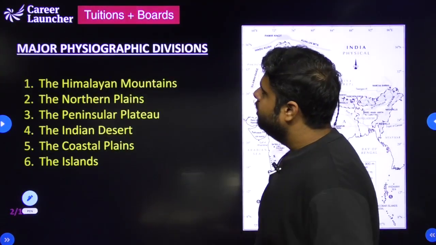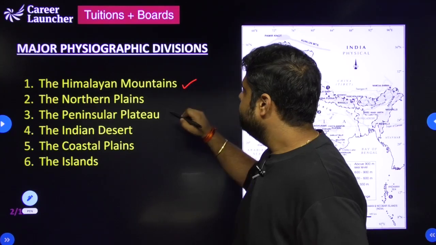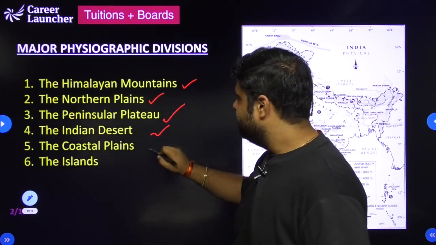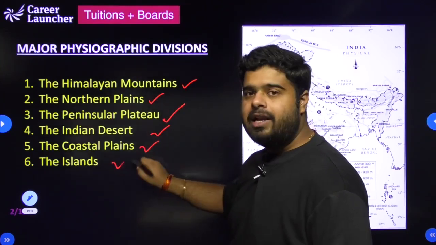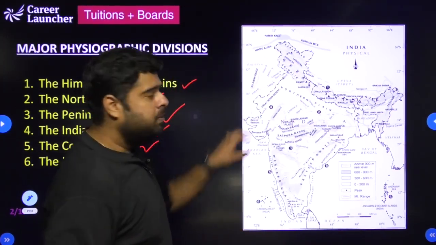As you can see, the major physiographic features of India include the Himalayan mountains, the northern plains, the Peninsular Plateau, the Indian desert, the coastal plains, and the island groups. Now let's understand it from the map's perspective.